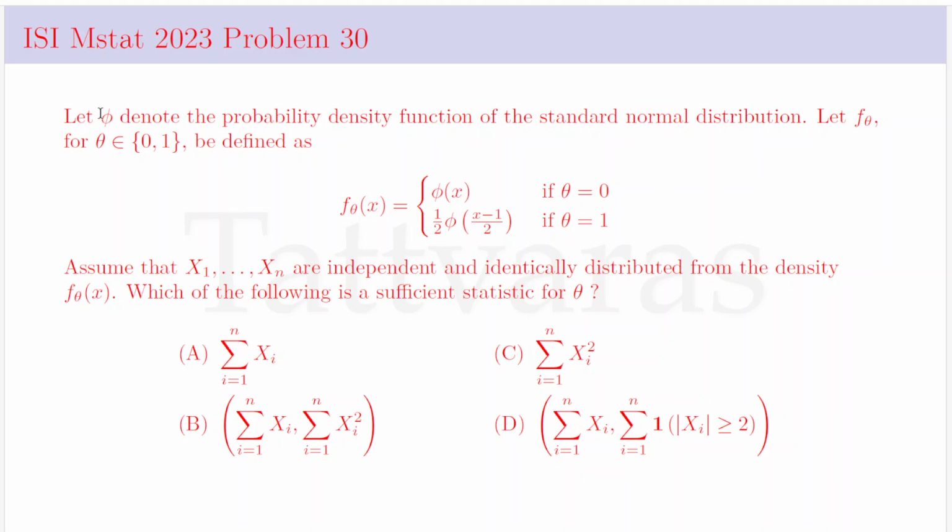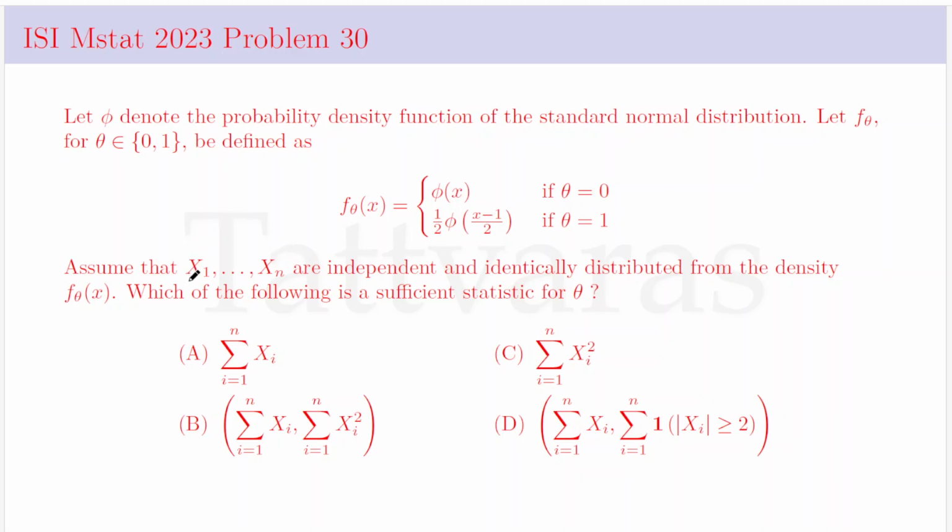So here we are given small phi as the probability density of the standard normal distribution. Suppose we have f theta, where theta is a certain parameter and f theta represents certain density functions. If theta is 0, then the observations are coming from the standard normal population. And if theta is 1, then we have a distribution which is also normal, but with sigma equal to 2 and mean value 1. So normal 1, comma 2.